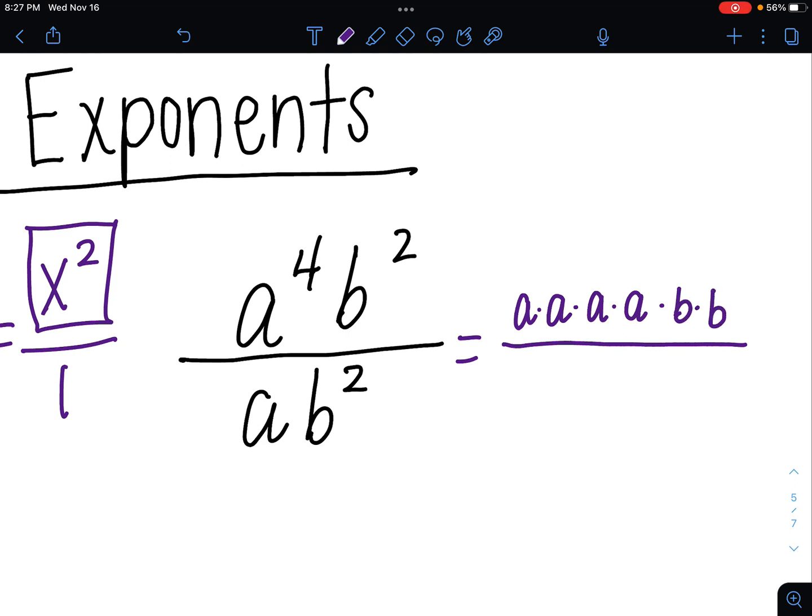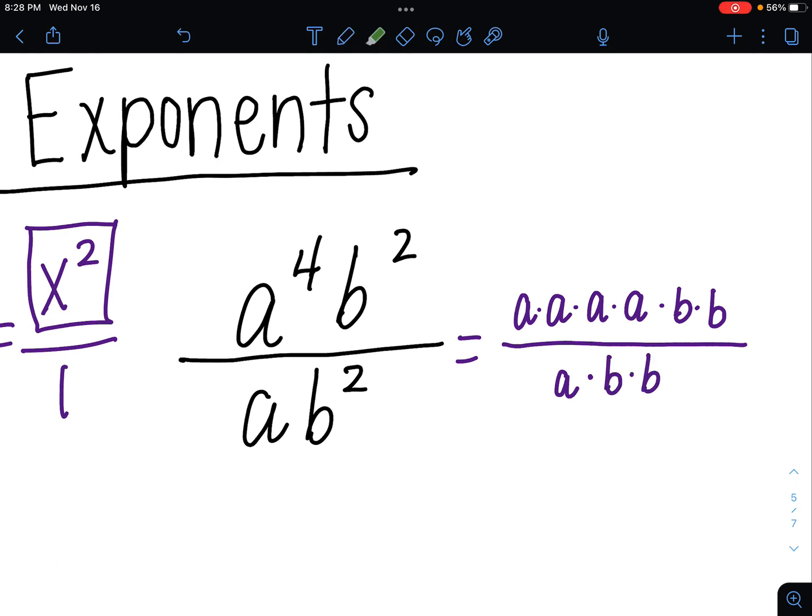Then in my denominator, I have a, just one of them, because the exponent 2 here is only attached to the b unless it's in parentheses like that. Then it would be both of them. But our exponent's only attached to that b, so technically there's only one a multiplied by b times b.